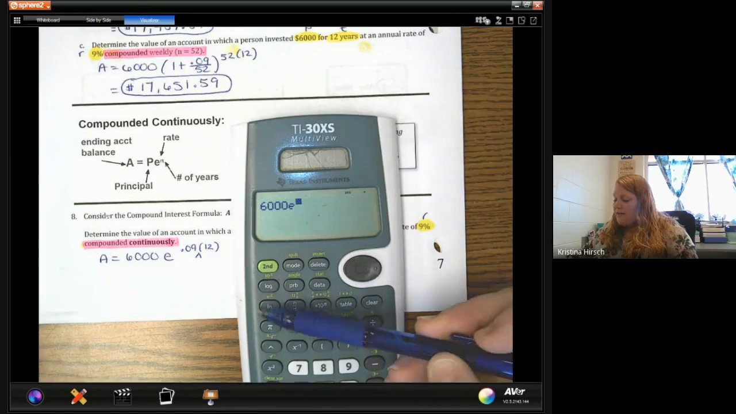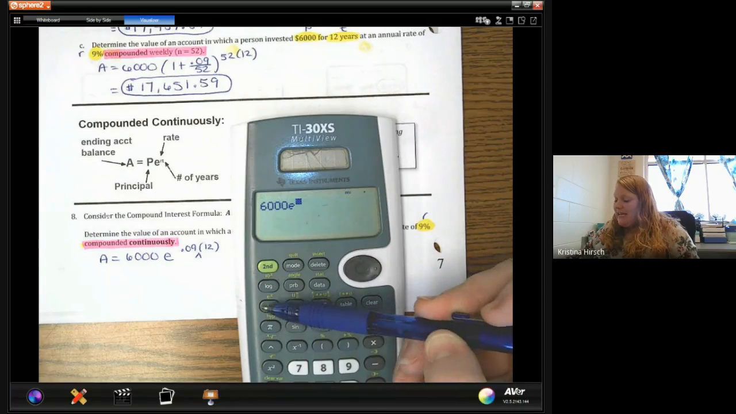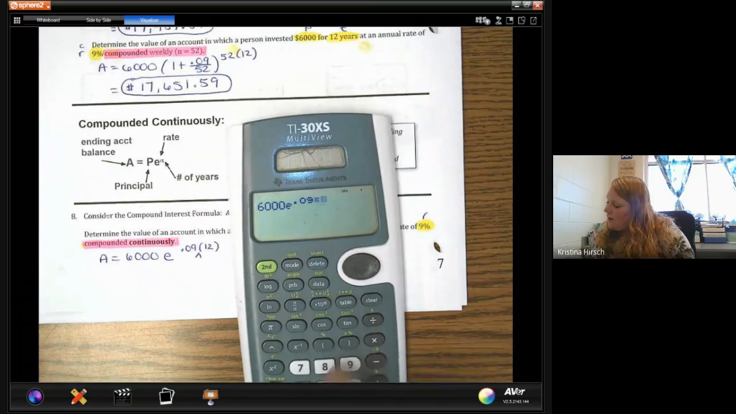Yours is going to be the third button down, and I wish I had it to show you, but your third button down is going to have an e, and it's going to have like a box. So that will be the button you use. You don't have to hit second. It's already a button. So e, and notice it automatically pops us up, which is great, because if you forget, it's going to automatically put you there. So 0.09 times 12.